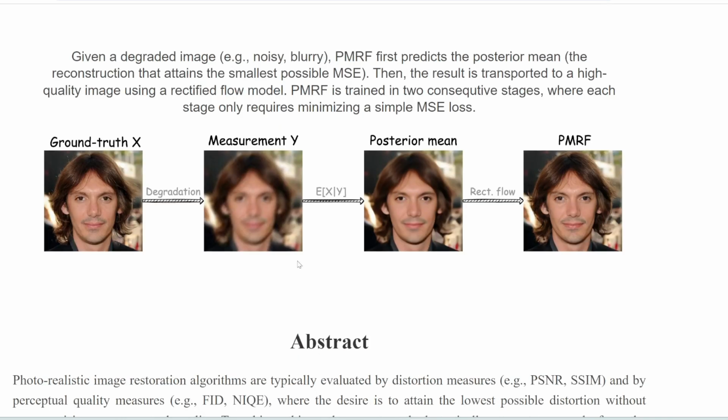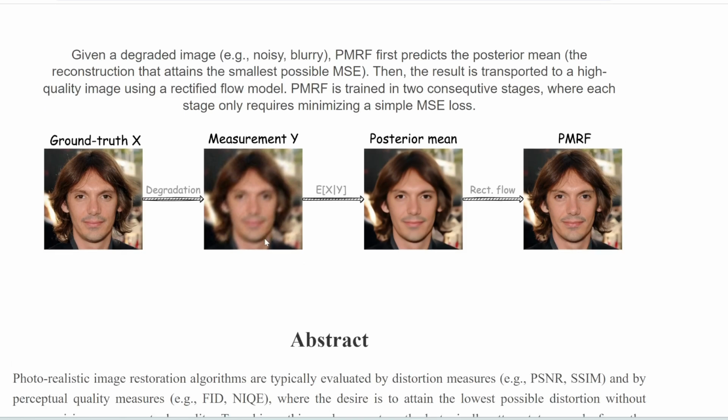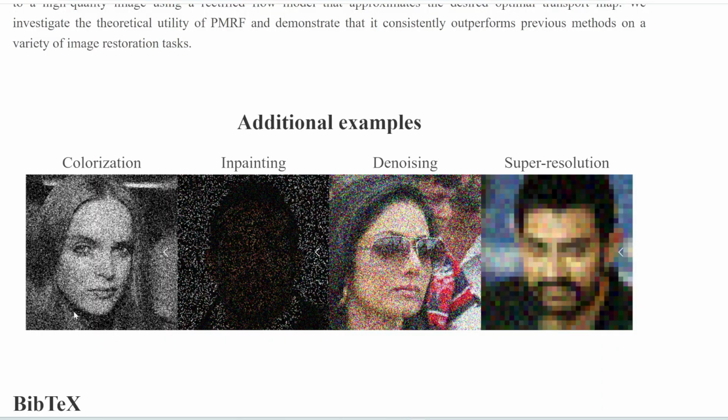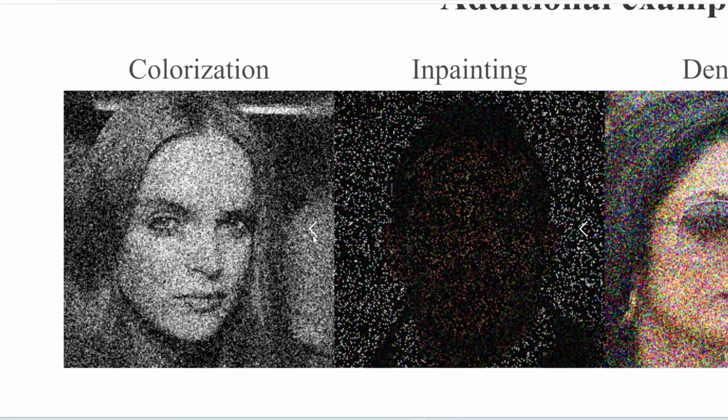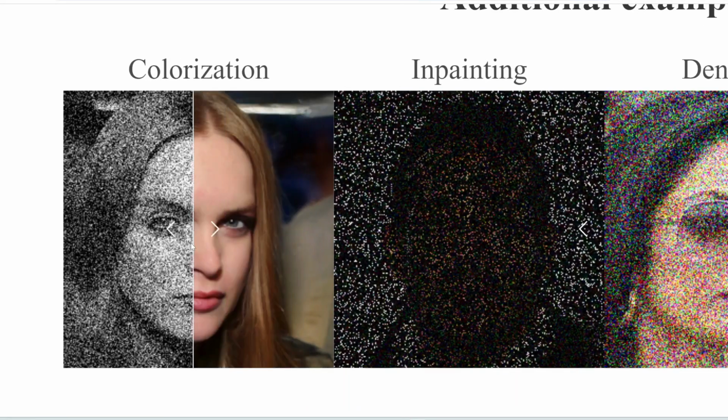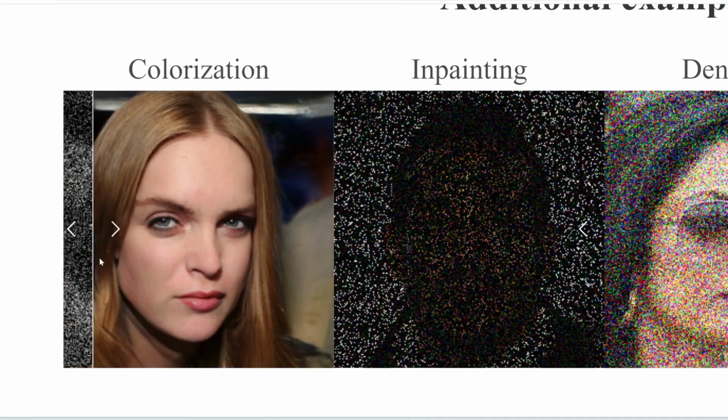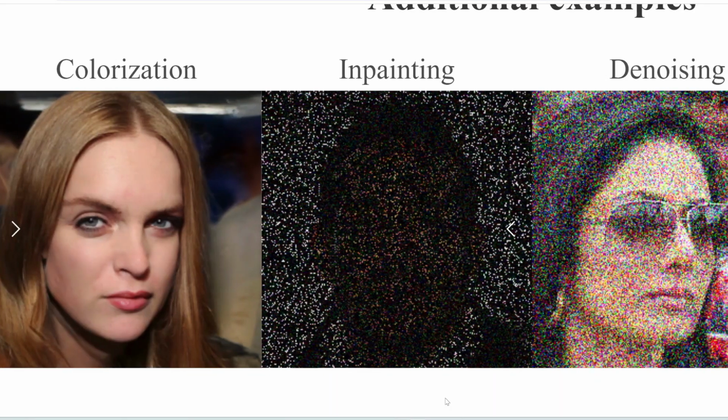It doesn't just restore blurry or grainy photos. You can also use this to color photos. So here is a very grainy and black and white photo. And after applying this method, here's what you get. So again, here's before, here is after. Pretty incredible. You can also use this for inpainting.